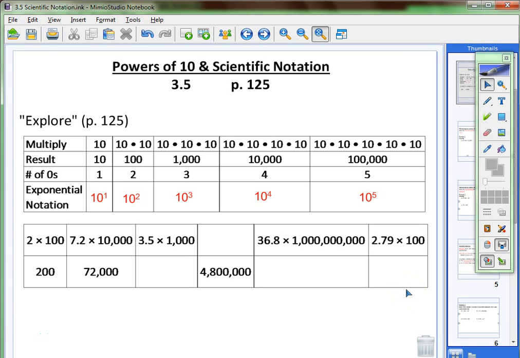Hello, 6th grade! Today we're going to talk about powers of 10 and scientific notation. Some of this will be new to you, some of it might not be new. I do have an outline for you.